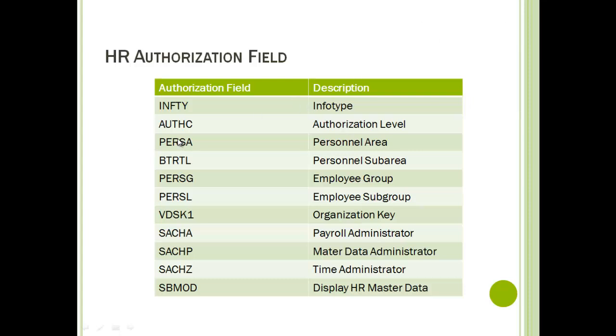Then next we come to authorization level. This authorization level is something like activity in our logistics authorization. Then we have personal area. We can compare personal area with company code maybe. Yes, this is the main PA configuration element. Then personal sub area, then employee group and employee subgroup. Then we have organization key, then payroll administrator.